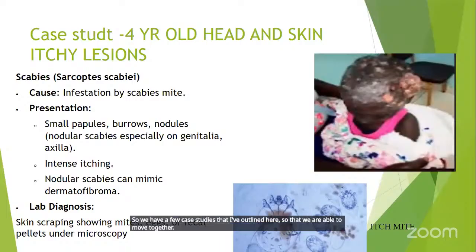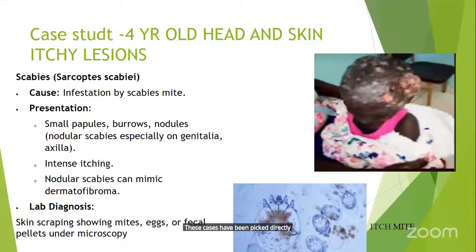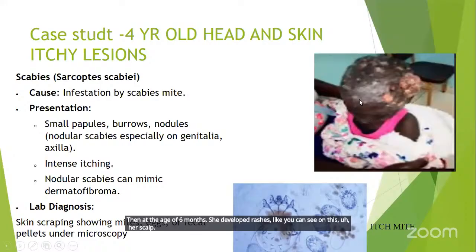These cases have been picked directly from my case studies that I've handled. And this is a 4-year-old baby, who was born very normal. Then at the age of 6 months, she developed rashes, like you can see on her scalp. This is how she looks.